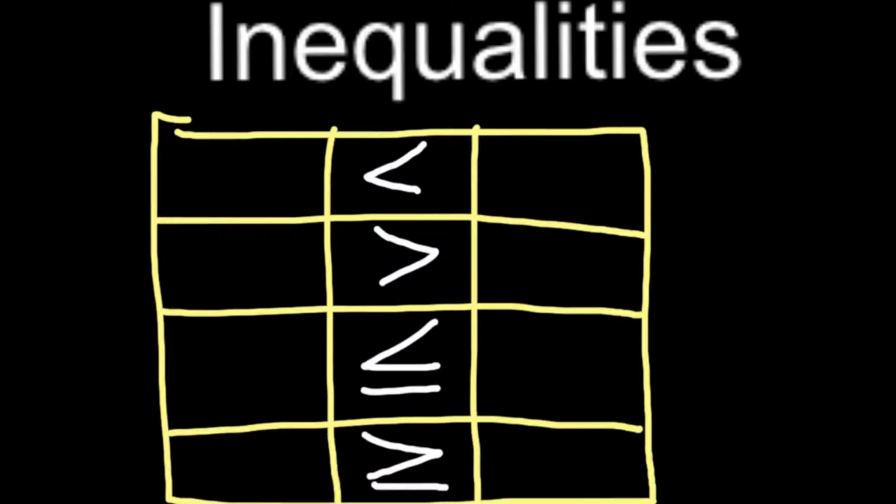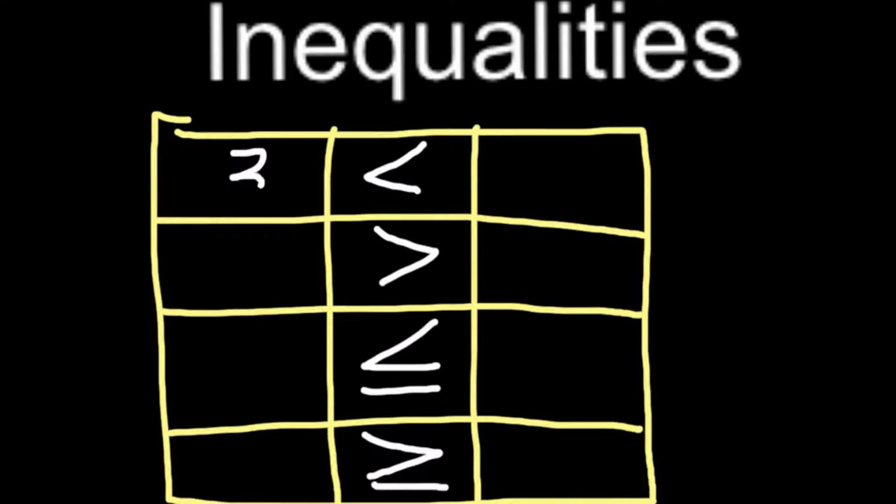Inequalities. Okay, so what are inequalities? Well, that's when one thing is bigger than another. So we have less than or equal to, greater than or equal to, less than, greater than, less than or equal to, greater than or equal to.